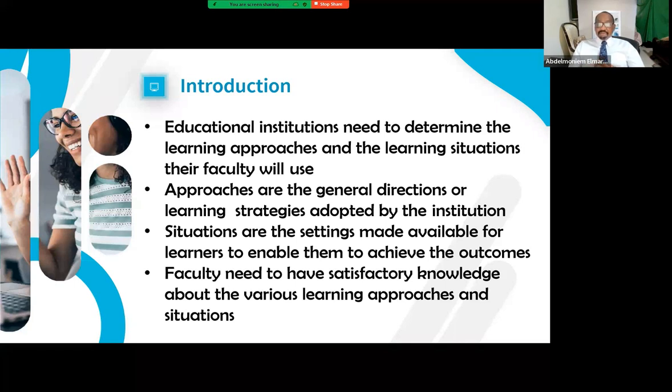مفروض any faculty who is going to deal with learners, they need to have some satisfactory knowledge about the various learning approaches and learning situations. هتلقى papers كثيرة وchapters in books ياخدوا لك الـ learning situations دي ويقولوا لك what is the definition, what is the description, what are the advantages and what are the disadvantages. ومهم جدا انتو كـ educators يكون عندكم sufficient or satisfactory knowledge.